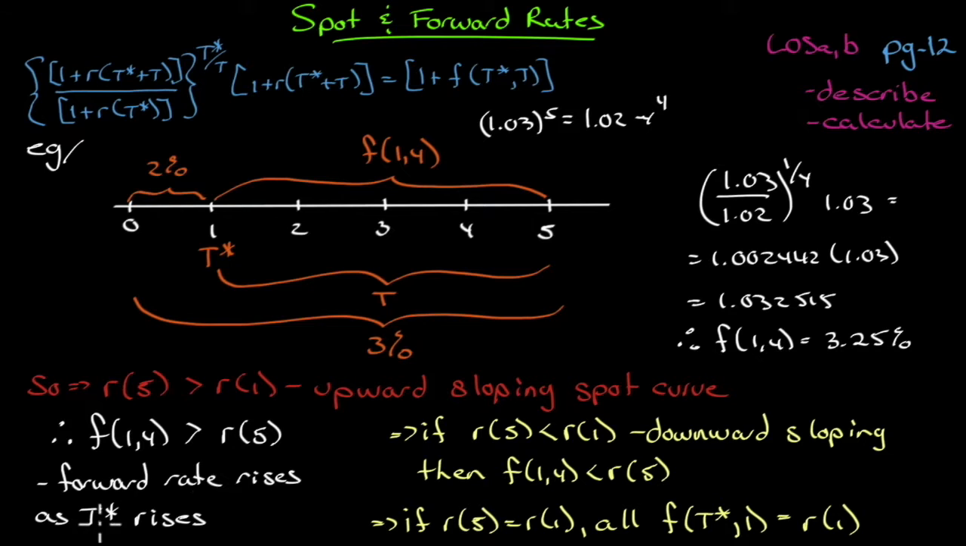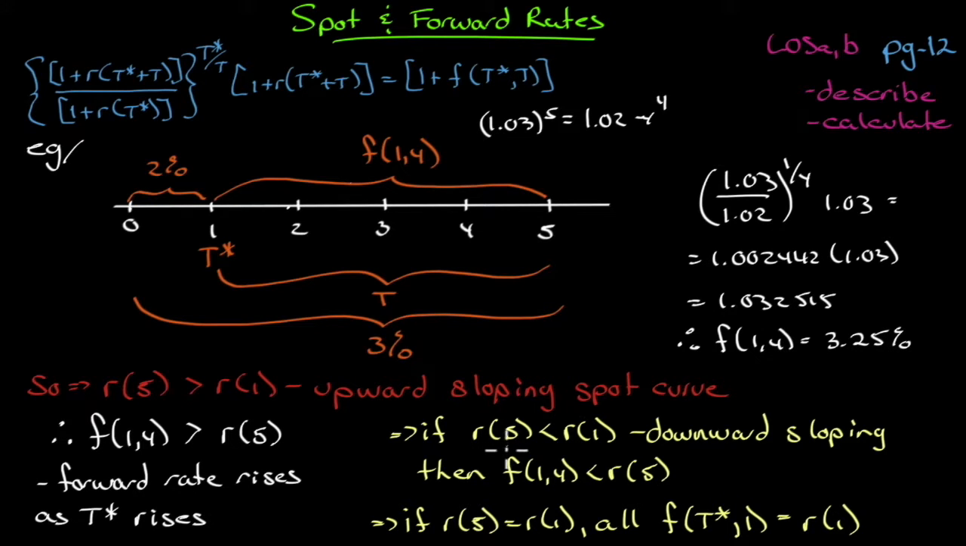And forward rates will rise as T-star rises, which means if we had a spot rate for a 2-year period and the 5-year period, we can calculate an F23, and we will find that that is higher than F14. So as we keep going higher, as long as the spot curve is upward sloping, each successive forward rate will be higher than the previous.